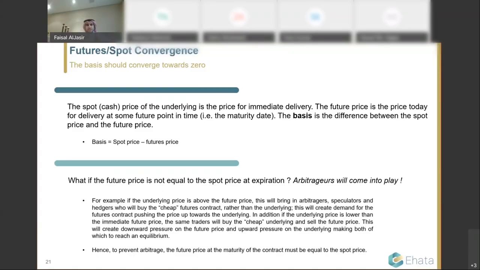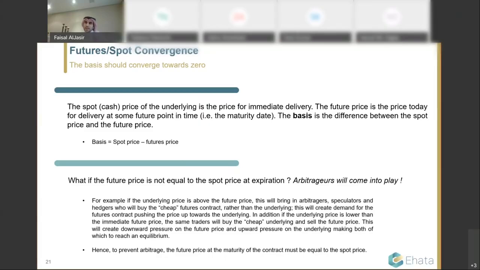So for the example that is mentioned here, if the underlying is above the future price, this will bring in arbitrageurs or speculators or hedgers, and that is because they will be buying the cheap future contract. Let's say, just to put an example, the settlement of the future is after a minute. It's maybe not a realistic example, but if that's the case, you would find arbitrageurs buying cheap future contracts rather than the underlying, and this will create demand for future contracts, pushing the price up towards the underlying.